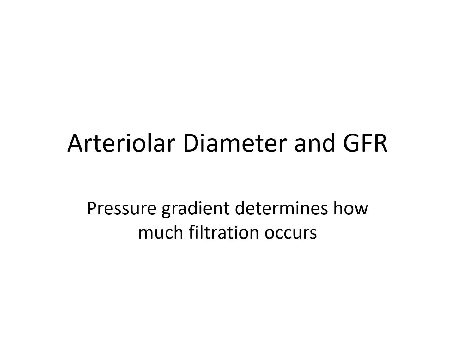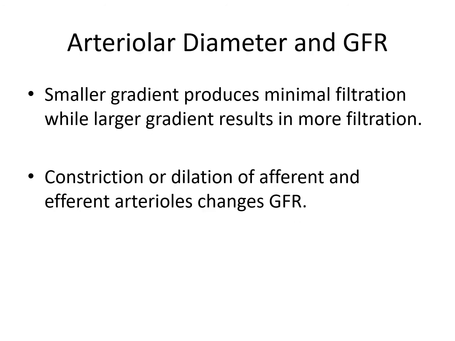Another factor affecting the glomerular filtration rate is arteriolar diameter. The pressure gradient determines how much filtration occurs, and arteriolar diameter, as you learned from SCB 203, can influence the velocity and pressure of the blood inside the vessel. Smaller gradients produce minimal filtration, while larger gradients result in more filtration. Okay, that's pretty logical. This can occur through constriction or dilation of the afferent or efferent arterioles, which changes the GFR.